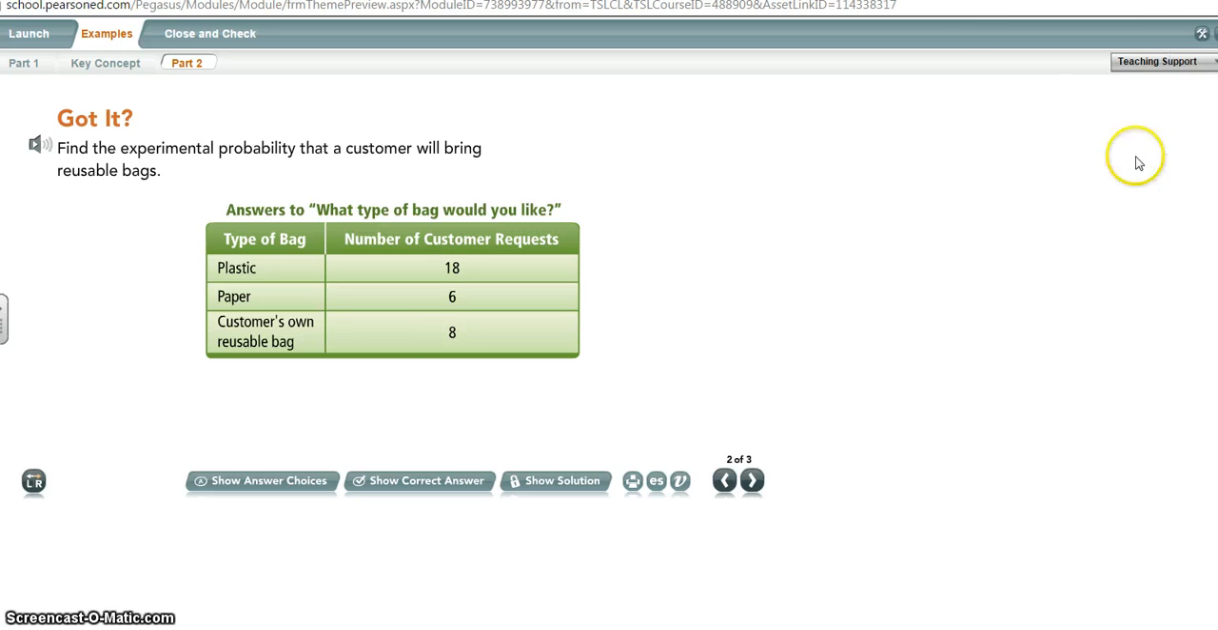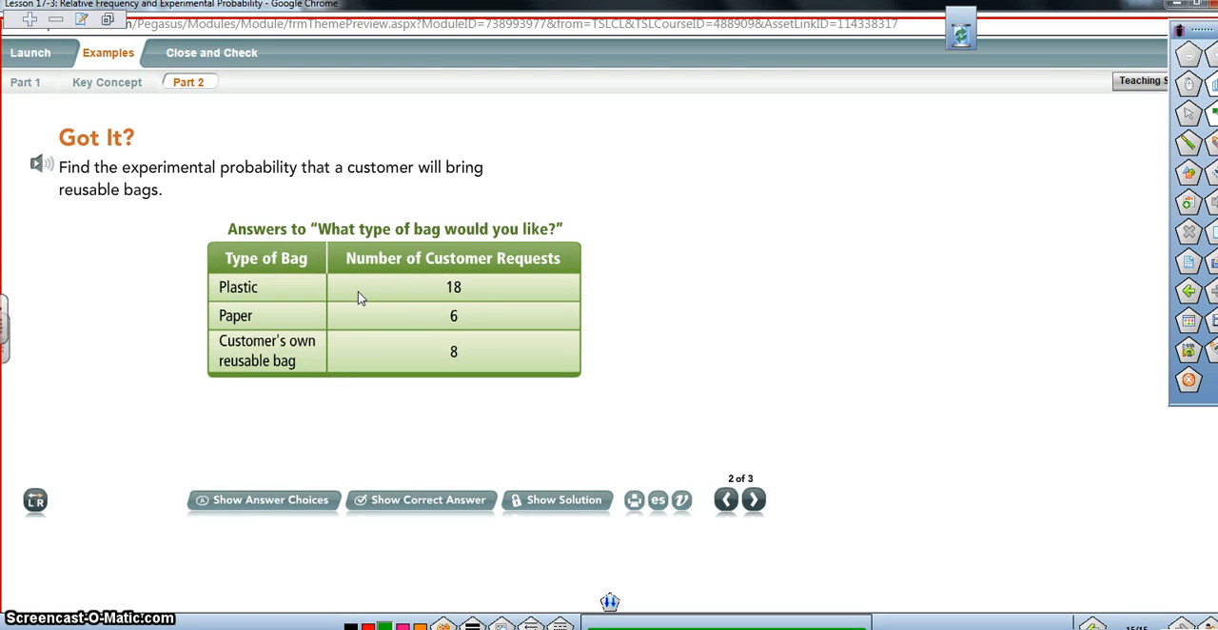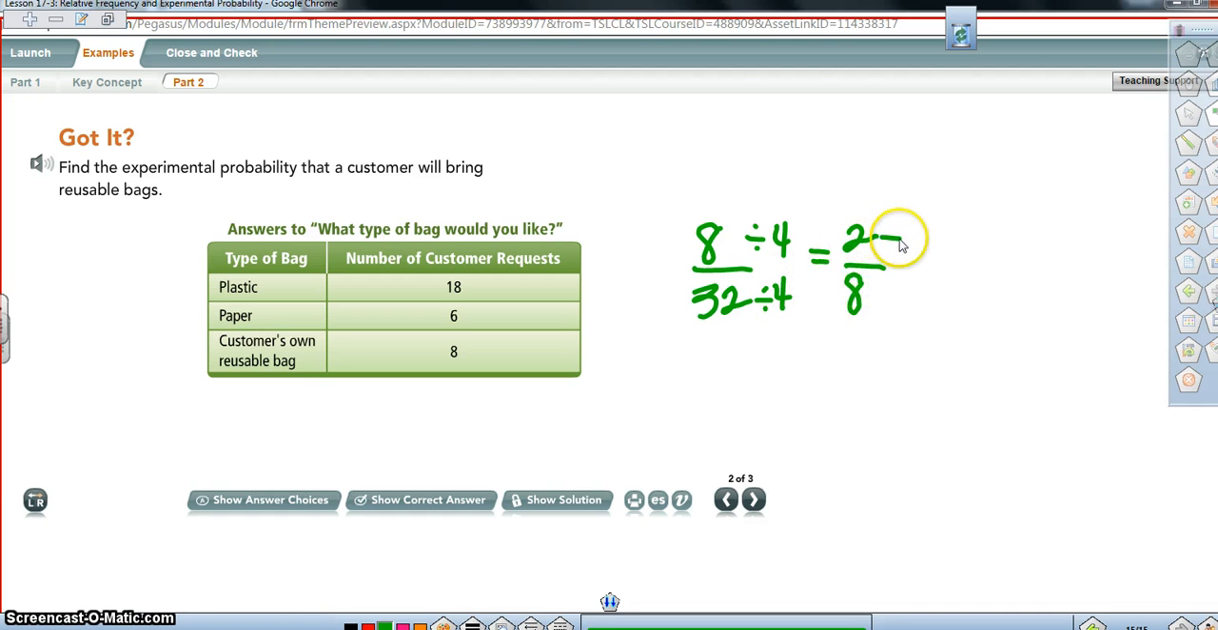All right, the experimental probability that a customer will bring reusable bags, that would be 8 out of, again, we have 32. We can reduce. We see that that's 1/4 of the time. 1/4 is the same as 0.25 or 25%.